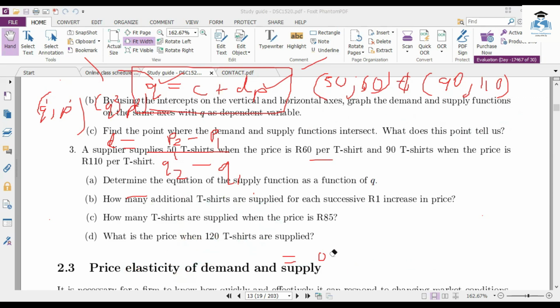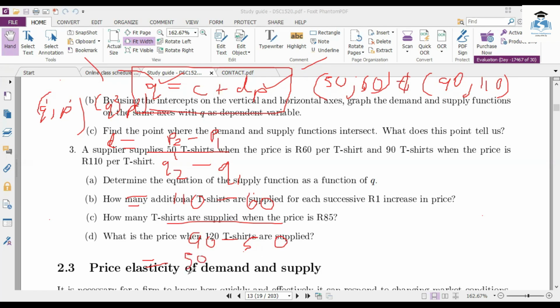This is what I would want from you guys, not just whatever the lecturer is doing, that's fine, we'll just see it there. No, no, no. So P2, according to here, P is 110, right? Minus 60, over 90 minus 50, which equals 50 over 40.